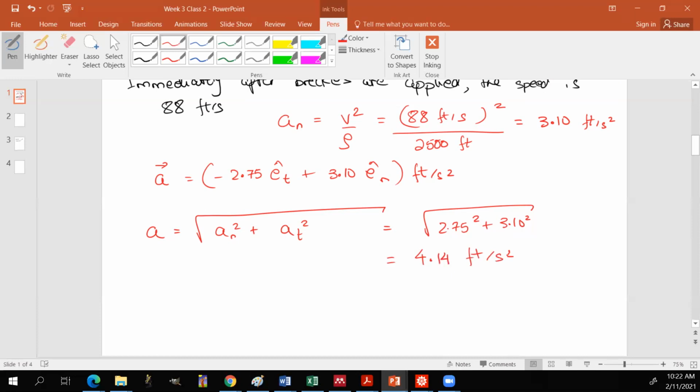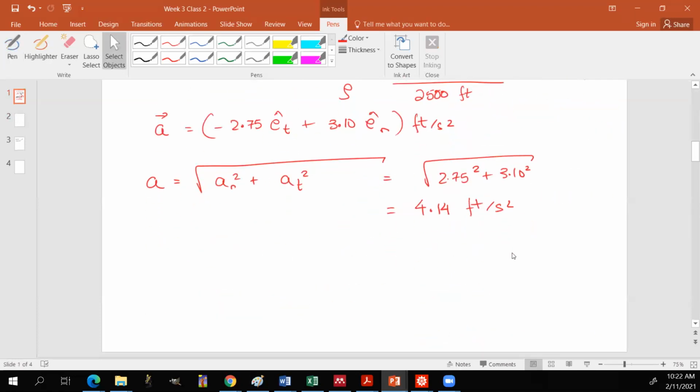And to complete the problem, you also want to give a sense of direction. So you know that you have the circular path like that. If you're at that point A we're talking about, we know that there's a tangential acceleration, which is in the negative e_t direction, and it's 2.75 feet per second squared. And then you have your normal component, which is a_n. That is equal to 3.10 feet per second squared.